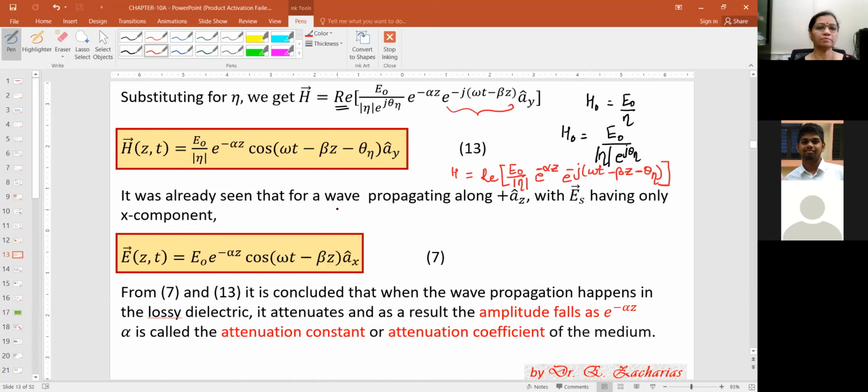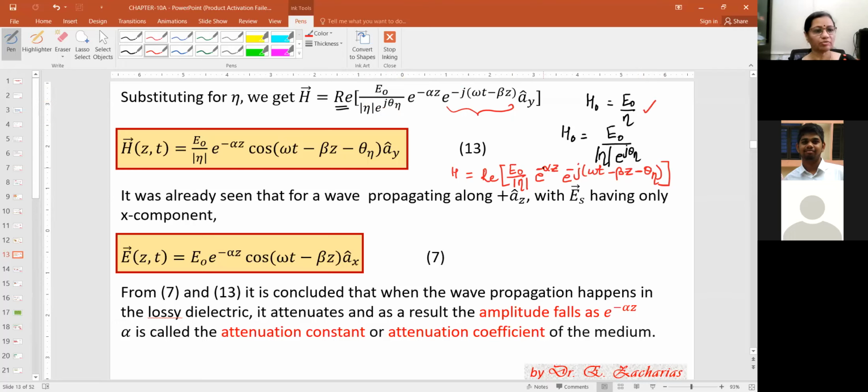Did you understand this step? Okay. You see here, I have put the modulus of eta, then I have put e to the power of j theta eta. Did you understand this result? This is the result that I have given. You are supposed to take it for granted.